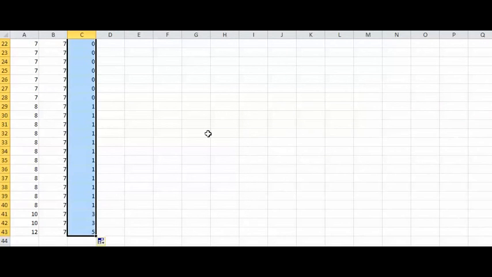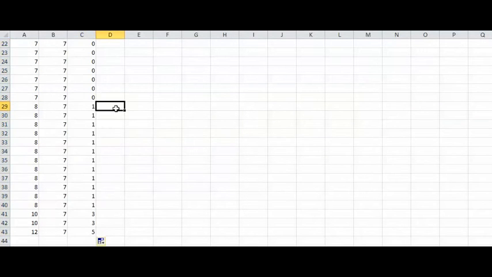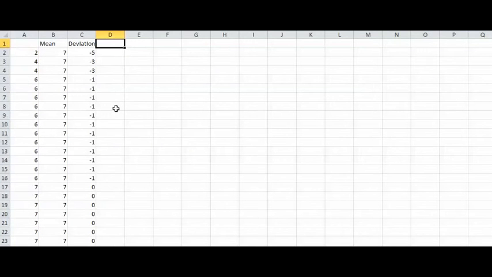So every person in the population has his or her own deviation. People who were above the mean have positive deviations. People who are below the mean have negative deviations, and people who are at the mean have a deviation of 0. The next step is to get the absolute deviations.